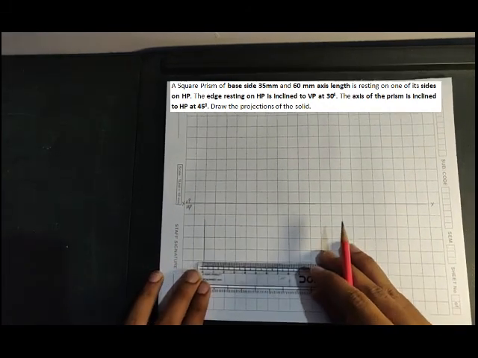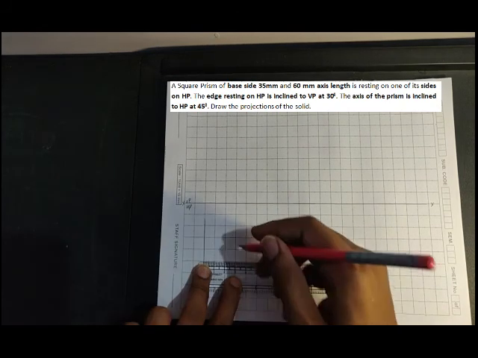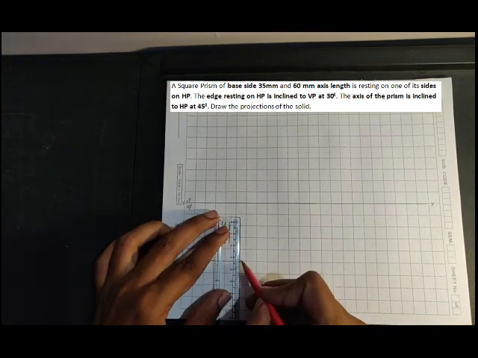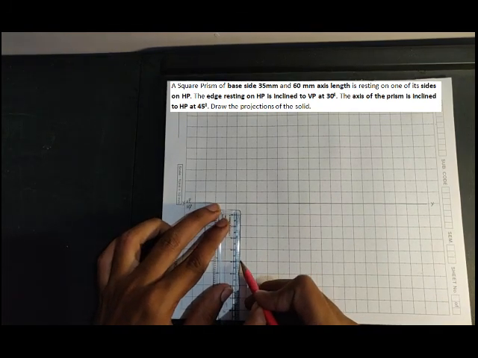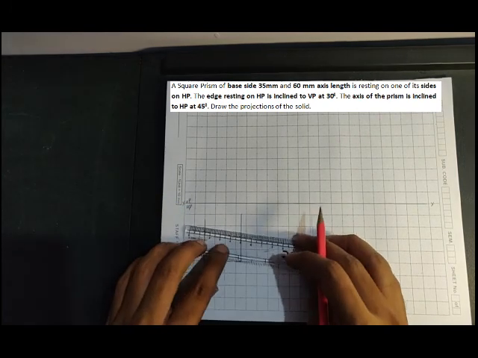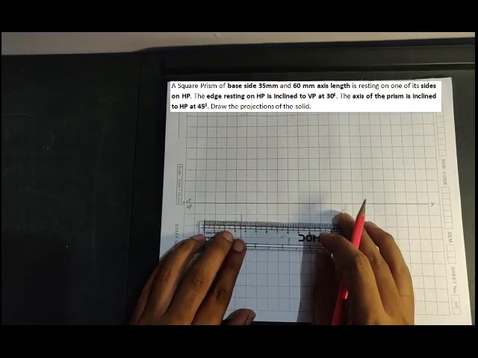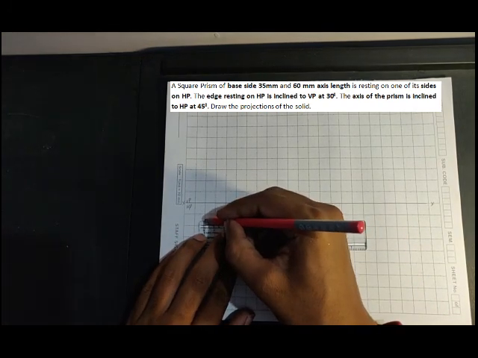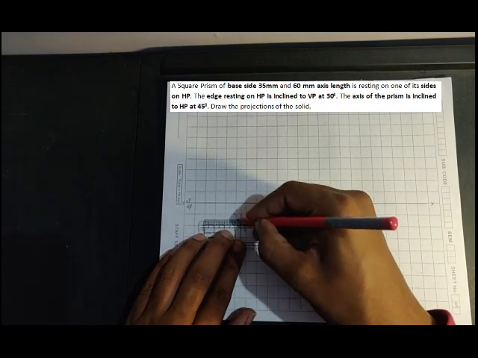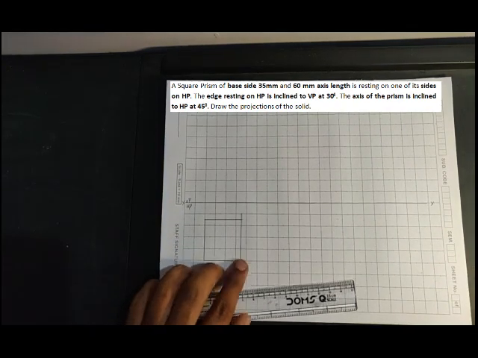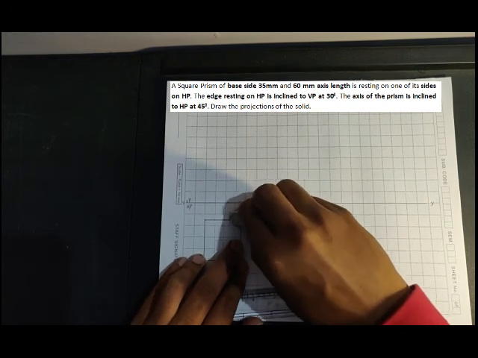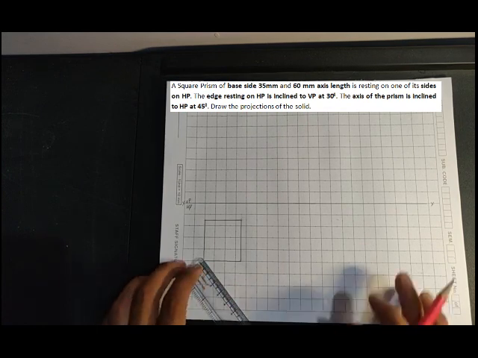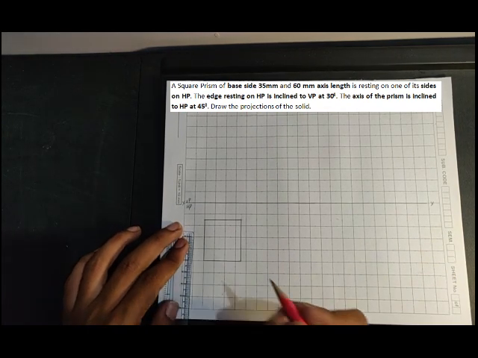Similarly on the other side it is 35 mm. Sorry, I've drawn 40 mm here, so it should be 35. So I'm going to erase this. Right, so let me dimension this first and name it and then move on to the next step.